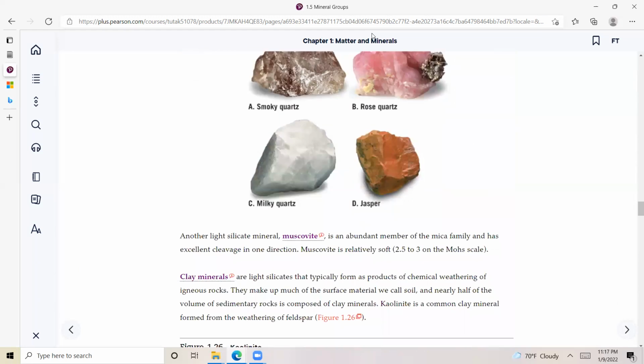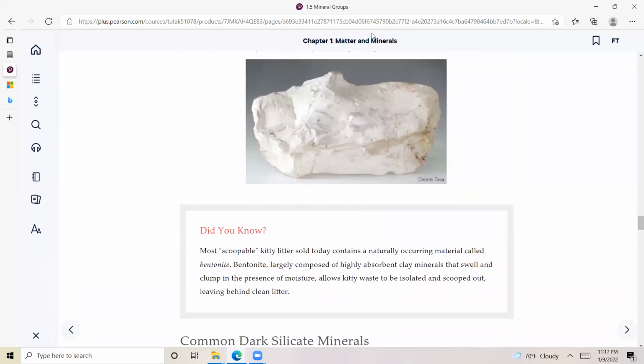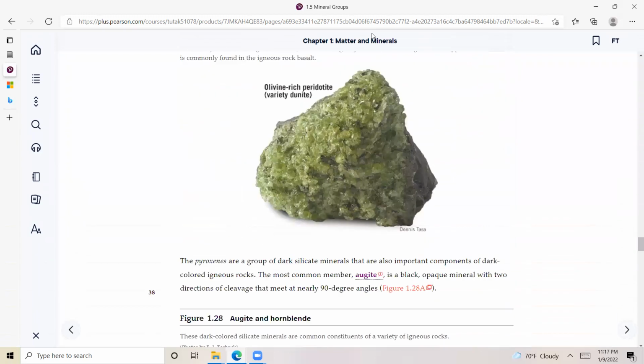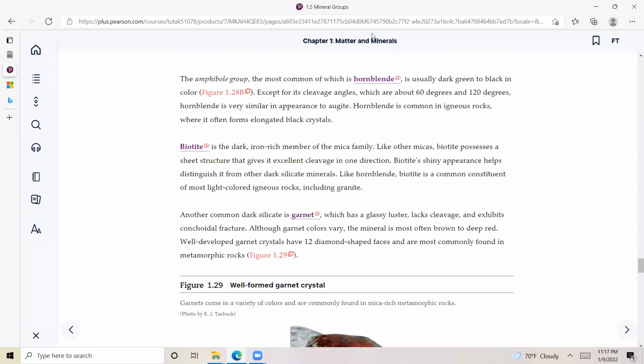You need to go through and read this section and find out which mineral is the most abundant mineral in the continental crust. You need to read that first.